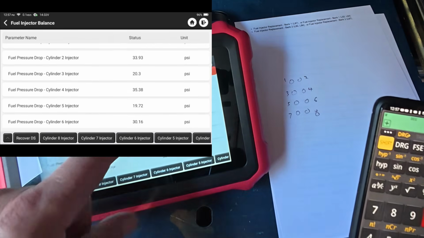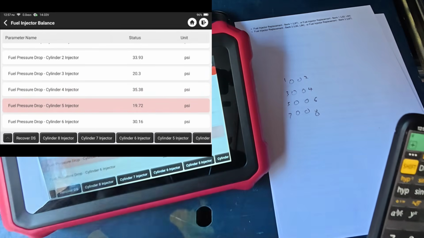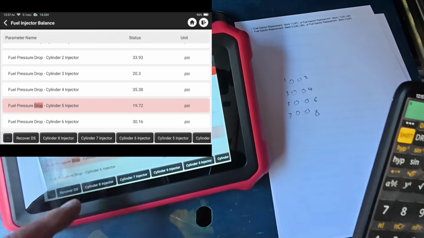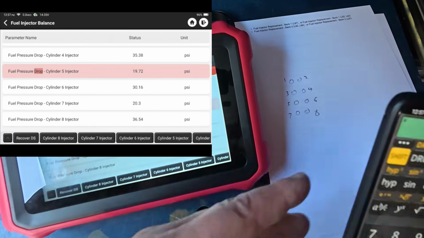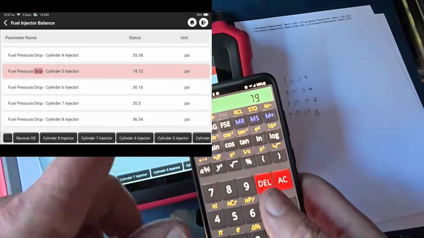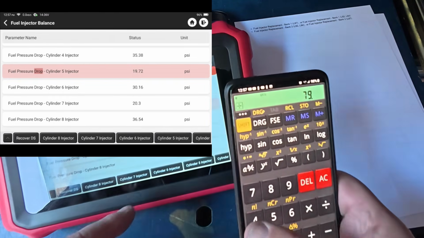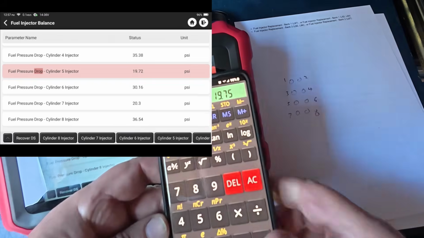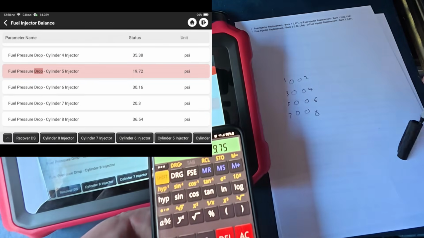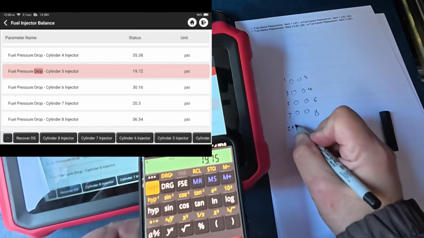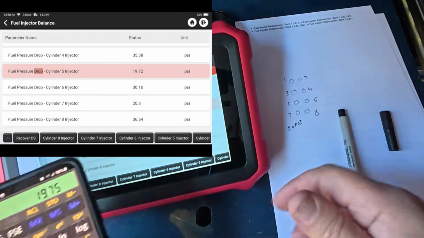19 plus 20 plus 20 again for 5, and 7 is going to be 20 also. That's 79. I want to divide that by 4. That gives 20. I'm just going to, again, round this. I'm just going to say 20 PSI was the average pressure drop for bank 1.